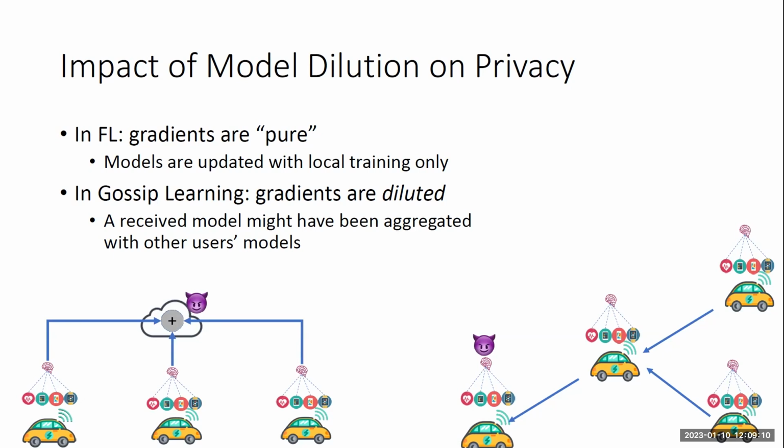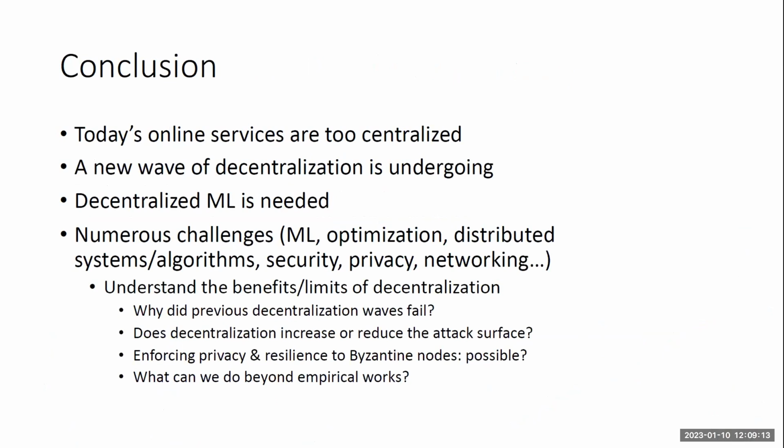So here comes the conclusion. I hope I convinced you that today's online services are too centralized, and that it's important to work on trying to decentralize these services. There is a new wave of decentralization that is undergoing on the web that has been launched with this blockchain thing. In order to really devise new decentralized services, it's important to work on decentralized machine learning.